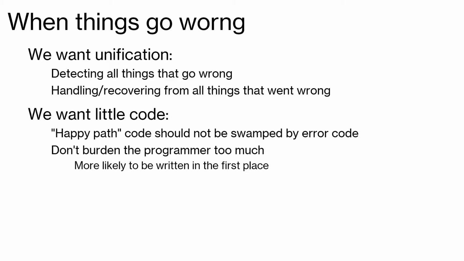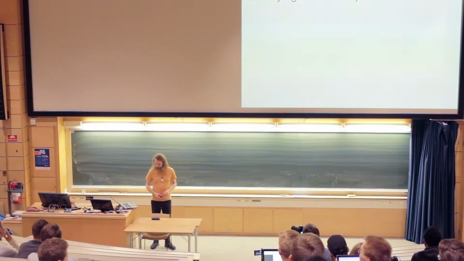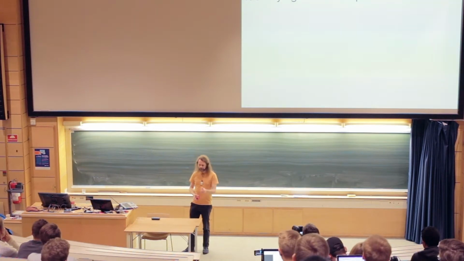So the less error code that we need, the more likely it is that it's written. If you need to write 90% error handling, you're not going to do it. It's also more likely to be correct because the more code you write, the more interactions there are within the code that you write. And also the less of it there is, usually, the less mental overhead there is in making it. So less code is good. So that's our desires. We want to identify expected failures and unexpected failures.